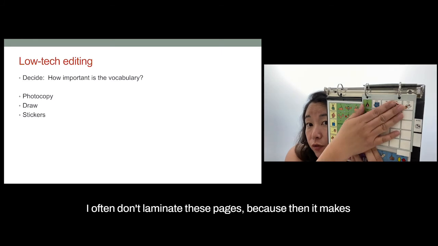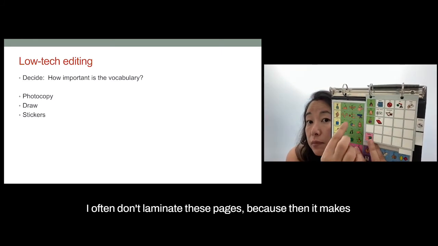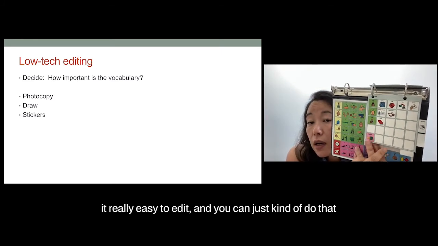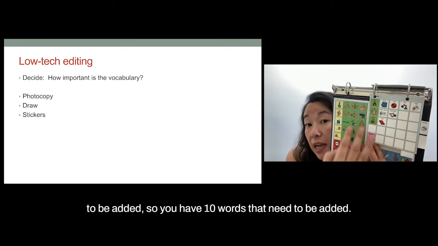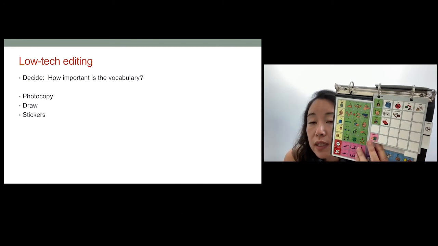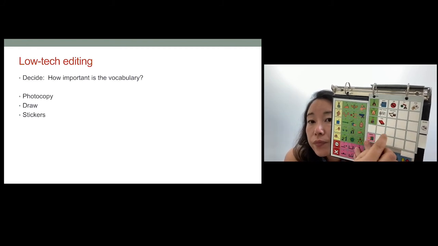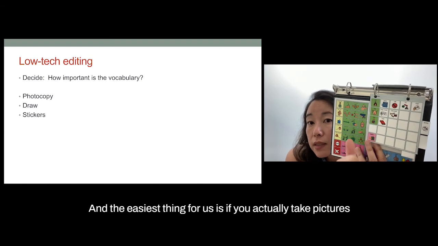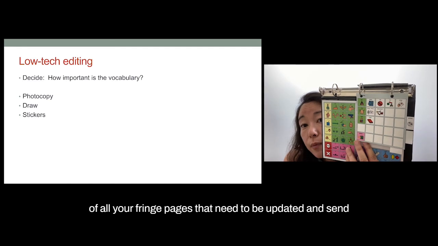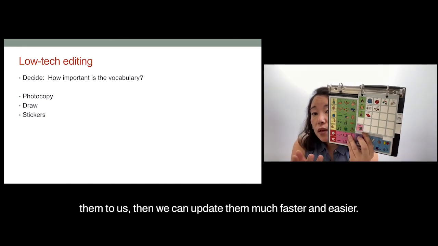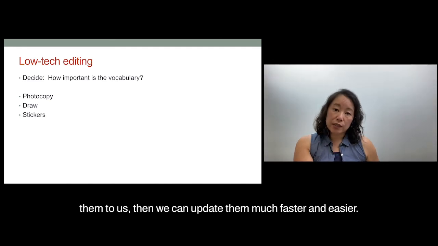I often don't laminate these pages because then it makes it really easy to edit. And you can just do that on there. And then by the time you have a few more words that need to be added, say you have like 10 words, well, yeah, for sure, let's update that page. But the easiest thing for us is if you take pictures of all your Fringe pages that need to be updated and send them to us, then we can update them much faster and easier.